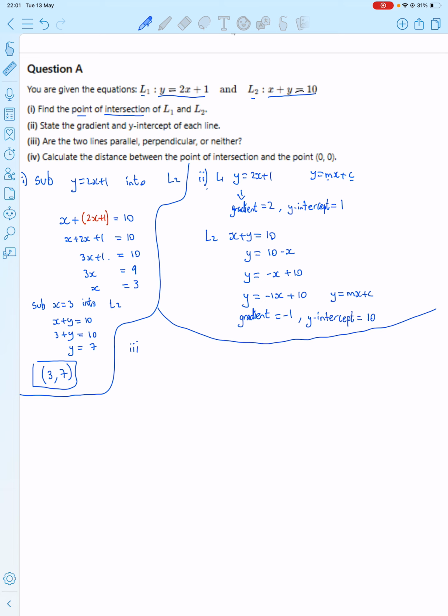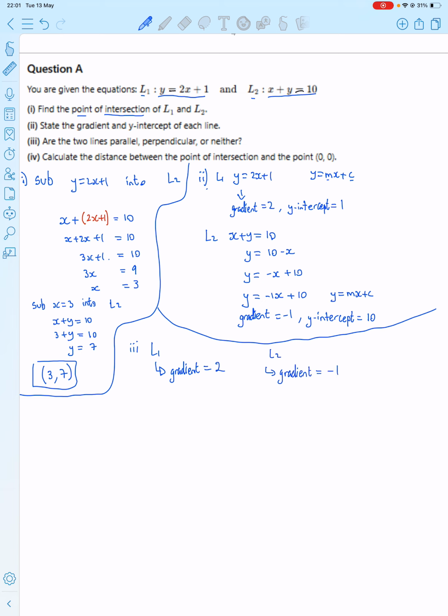Okay, now let us go on to part 3. It says, are the two lines parallel, perpendicular, or neither? So for L1, we already got that the gradient is equal to 2. And for L2, the gradient is equal to minus 1.